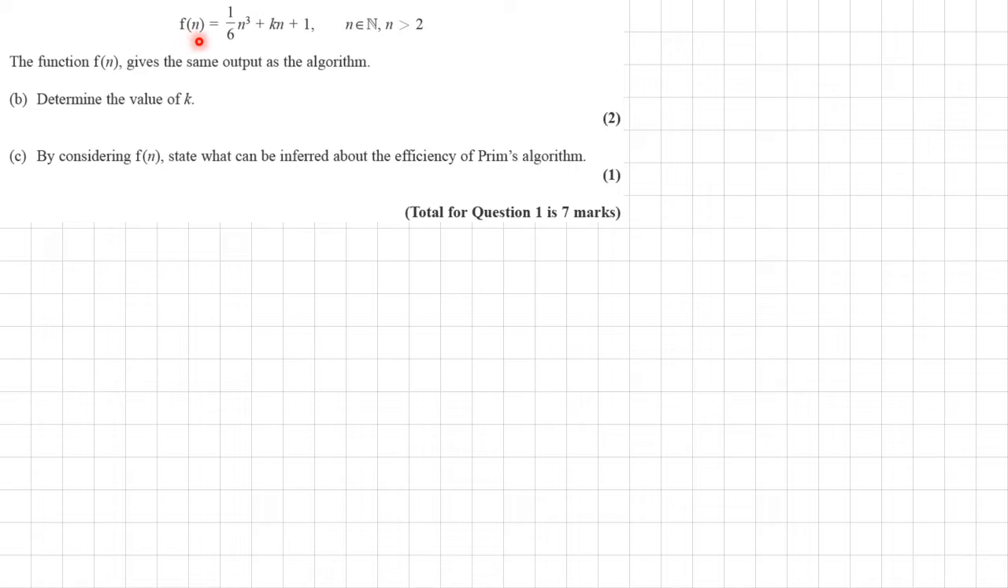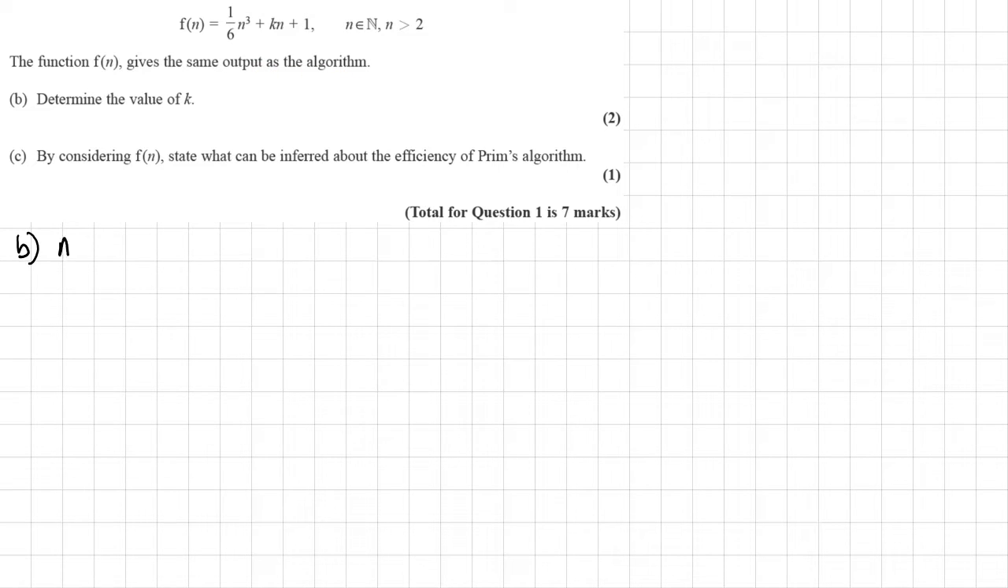Here we've got f of n is equal to 1/6 n cubed plus kn plus 1 for n in a set of natural numbers where n is greater than 2. The function f of n gives the same output as the algorithm. Part B, determine the value of k.